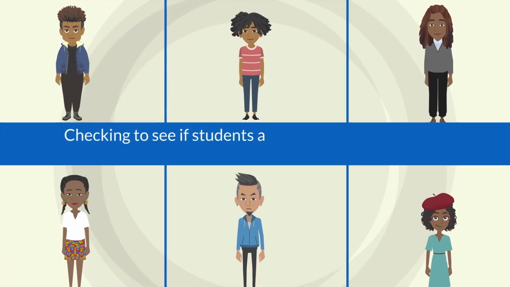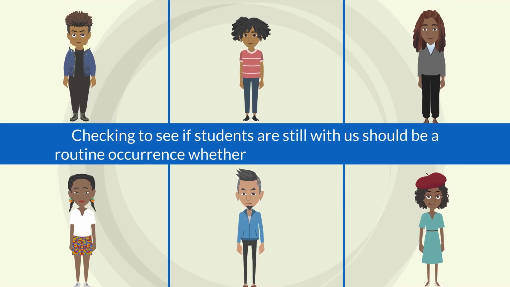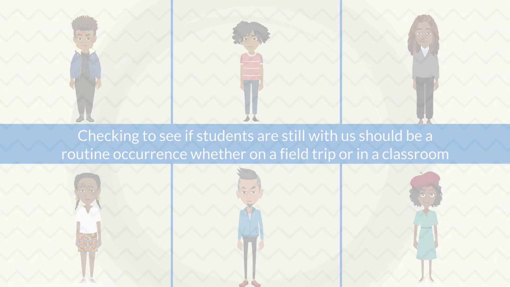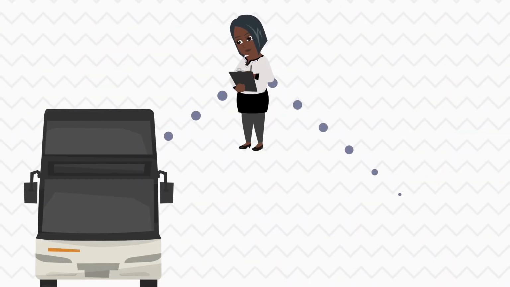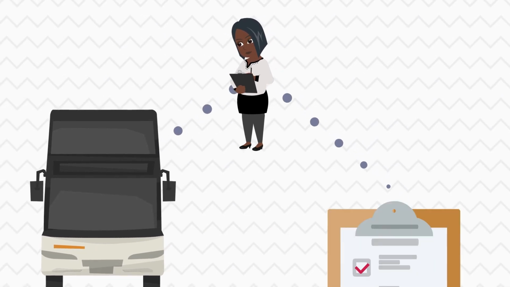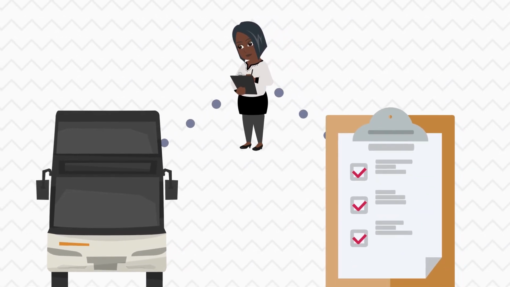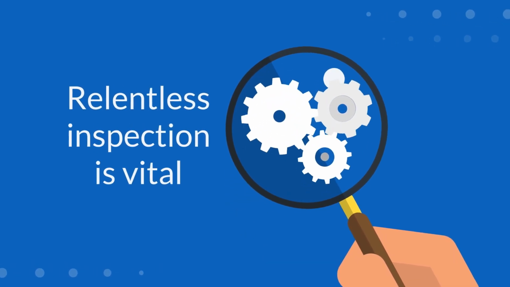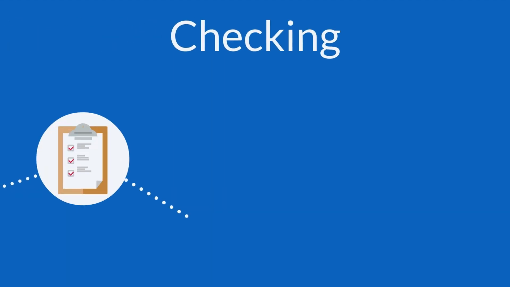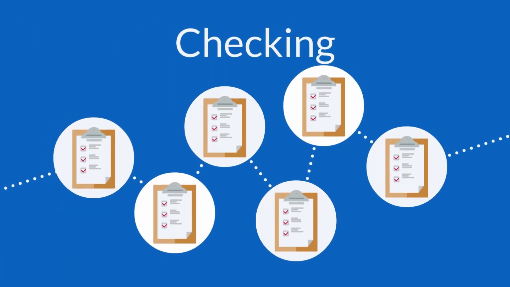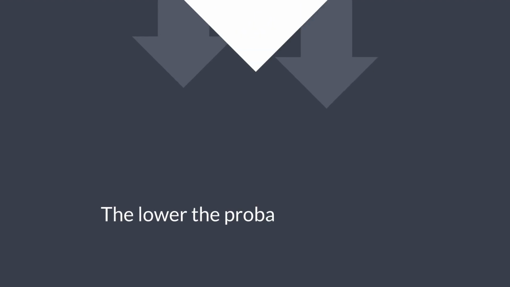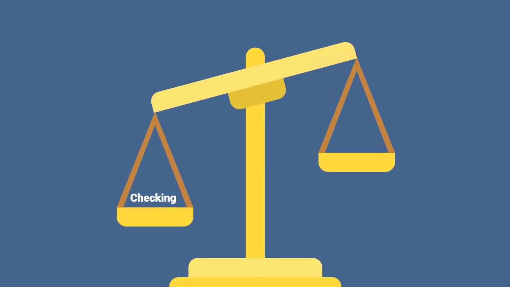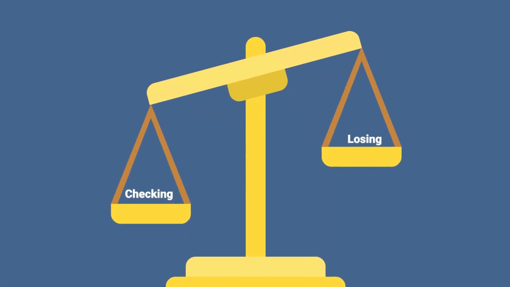Checking to see if students are still with us should be a routine occurrence, whether on a field trip or in a classroom. This demonstrates a powerful connection between what good teachers do on field trips and how effective teachers use formative assessment in classrooms. In either case, relentless inspection is vital. A very easy way to consider this is, the higher the frequency of checks, the lower the probability of losing a student. The converse is also true. The lower the frequency of checks, the greater the probability of losing a student.